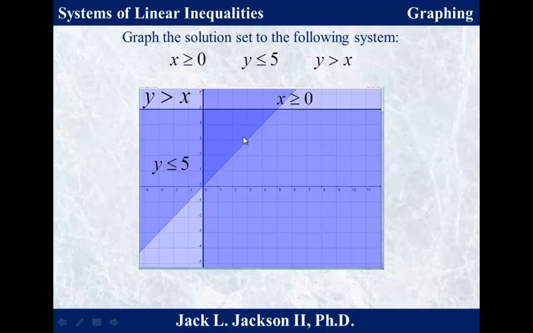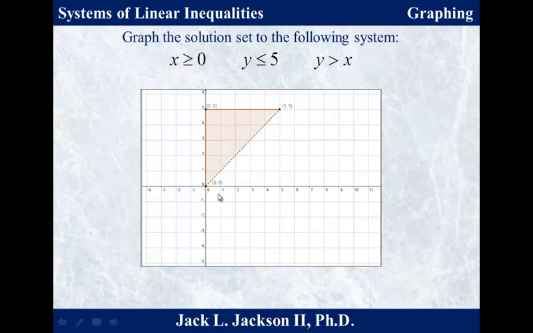Again, probably what I would think of doing here is, instead of shading, think about erasing. Think about a whole plane here. We first erase x less than 0, anything over here. Then erase anything above y equals 5 up here. And then we erase anything down here that is below the line y equals x. And what are you left with? Once you do all the erasing, the only thing that's left is this right here. And notice this is the solution set.